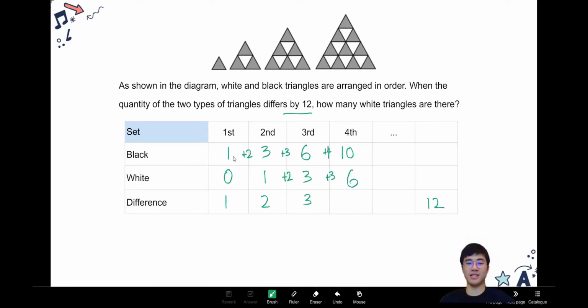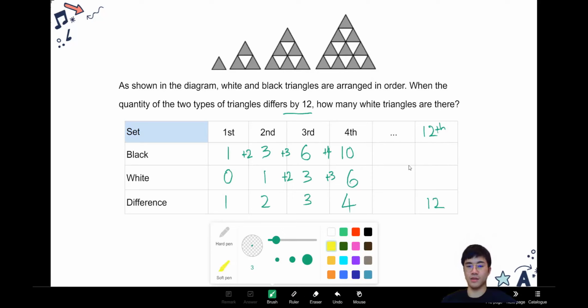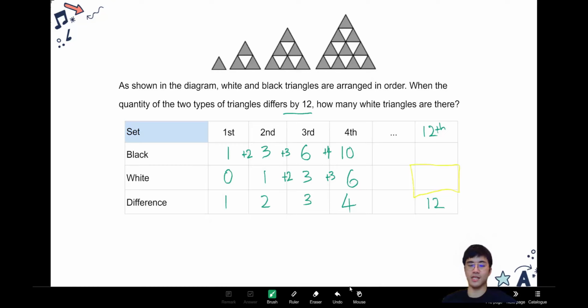You can see from here, there's 1, 1, 3, 3, 6, 6. And what is the other sequence that you can find? For the first one, the difference of black and white is 1. The second is 2. The third is 3. So for the fourth one, it is 4. So are we able to know which set it is when it differs by 12? It is the 12th set. But the question is actually asking how many white triangles there are, so we need to focus on this one. This is the answer that we're going to find out.